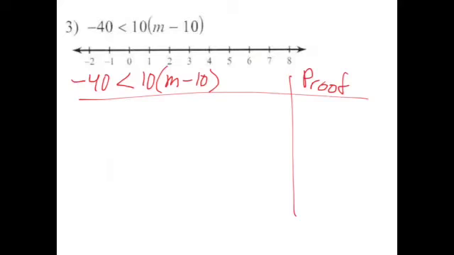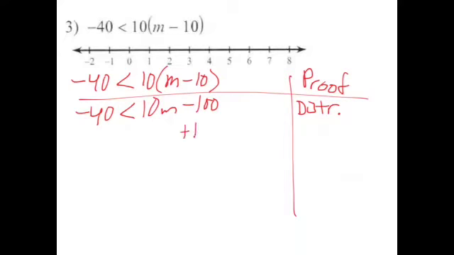Moving over to 3, my first step again is going to be the distributive property. I'm going to distribute that 10 through. 10 times m is 10m. 10 times negative 10 is negative 100. Left side still negative 40, and that comes about by the distributive property.